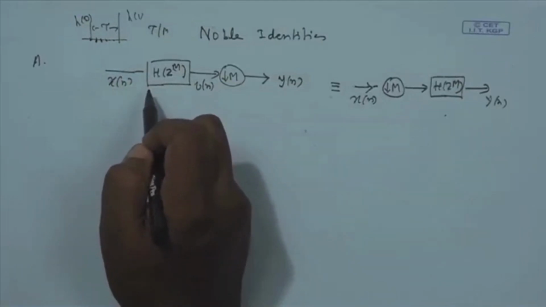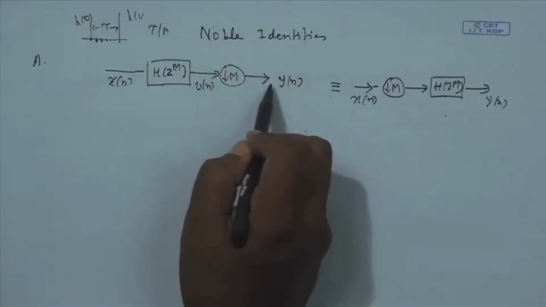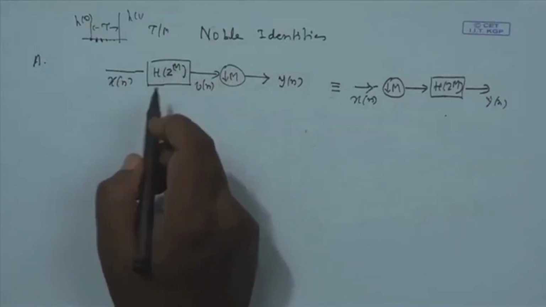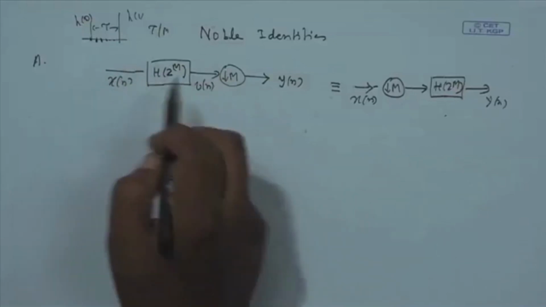So, it is costly and then you are decimating. So, this is a low speed sequence, its period is tau, but here x n and H z to the power M, their clock period is tau by M. So, they are operating at a high speed and therefore, this system is costly.